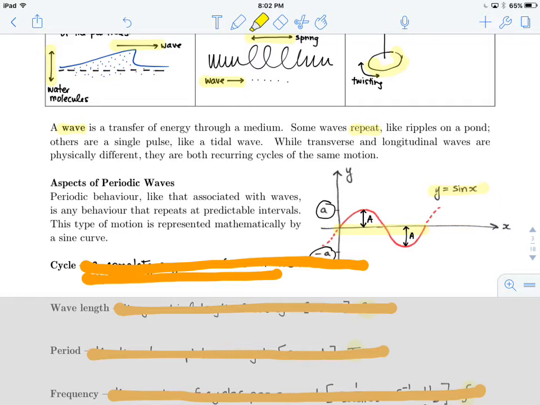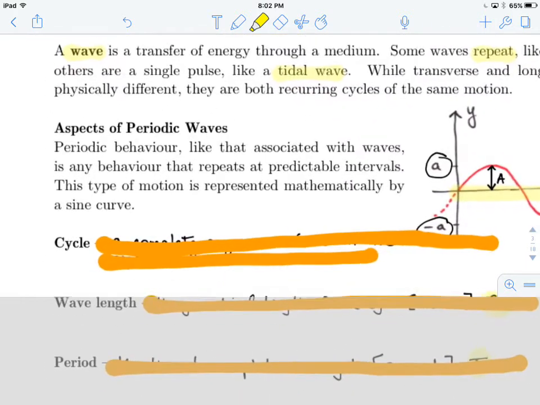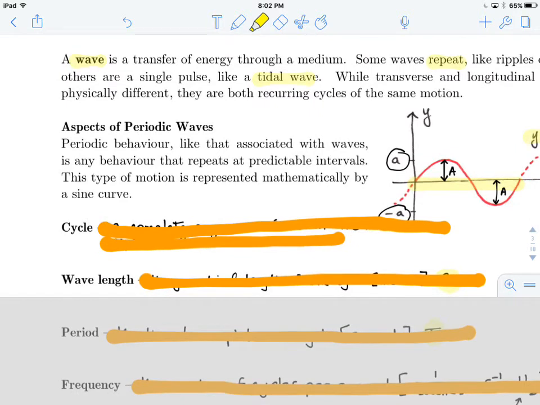Transverse and longitudinal waves physically are very different, but they both represent recurring cycles of the same motion. So we're going to turn our attention now not to the tidal wave example, but to ripples on a pond, waves that repeat and that are periodic in nature. Periodic behavior, like that associated with waves, is any behavior that repeats at predictable intervals. This type of motion is represented mathematically by a sine curve.